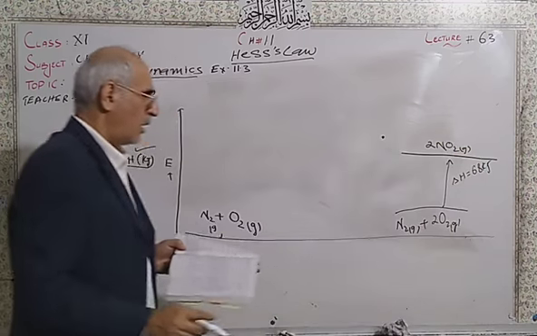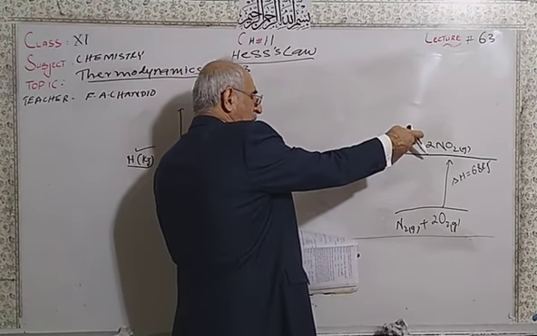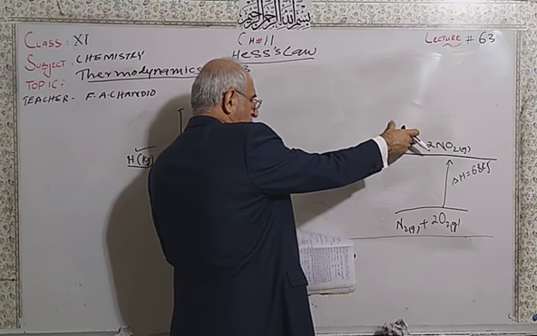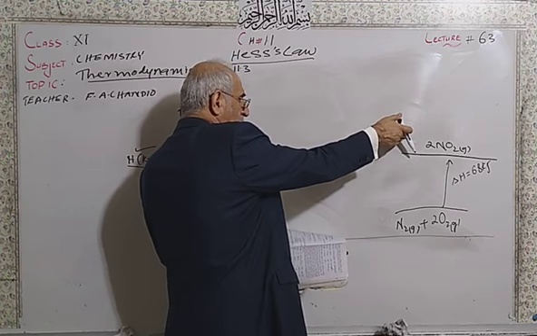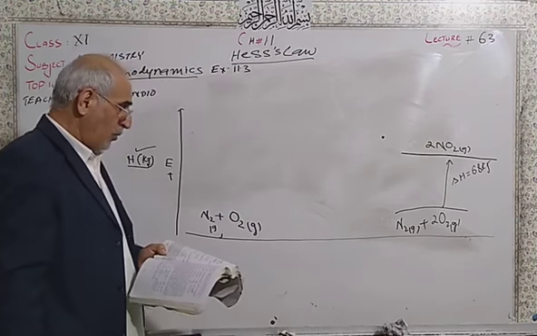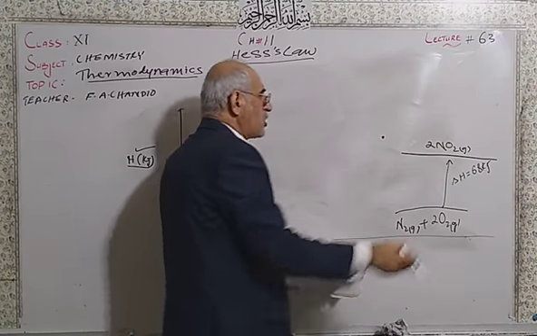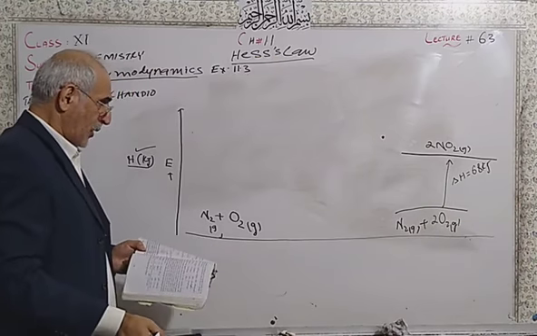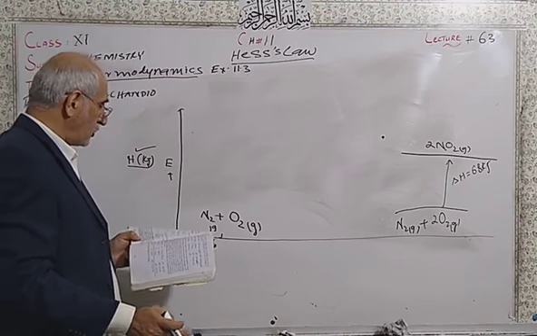This is initial state to final state, in one step the chemical reaction completes. 1 mole of nitrogen and 2 moles of oxygen gas give 2 moles of nitrogen dioxide. The total amount of energy absorbed is 68 kilojoules.